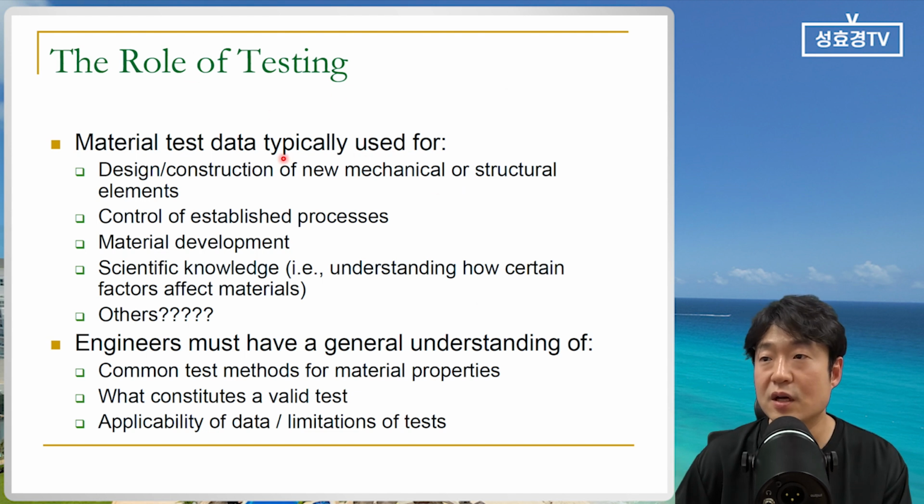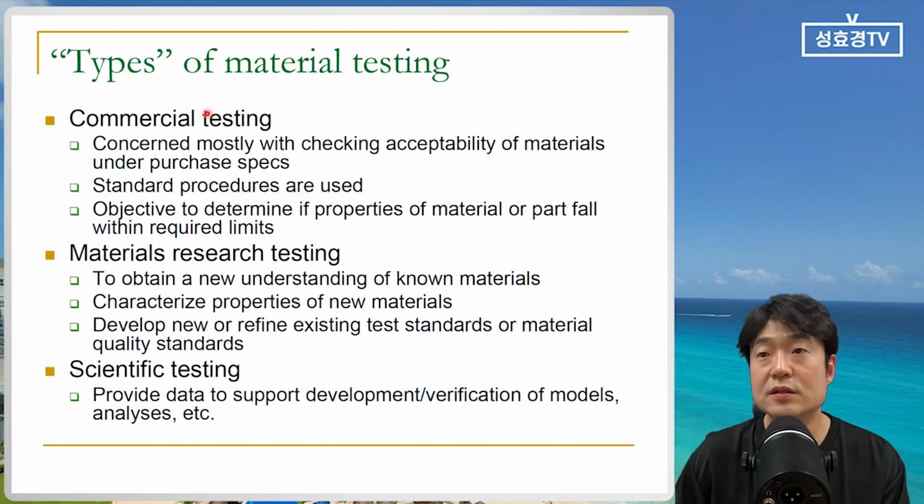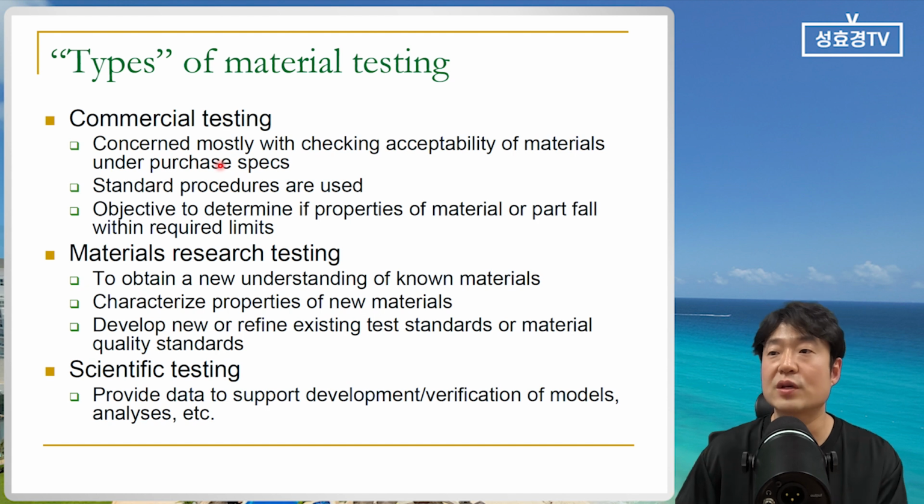There are a lot of tests: the design and construction, the control of established processes, the common test methods, and the applicability of the data, and I will explain these. So at first, the types of material testing. The first one is commercial testing. Commercially we can do that, checking acceptability against standard procedures.